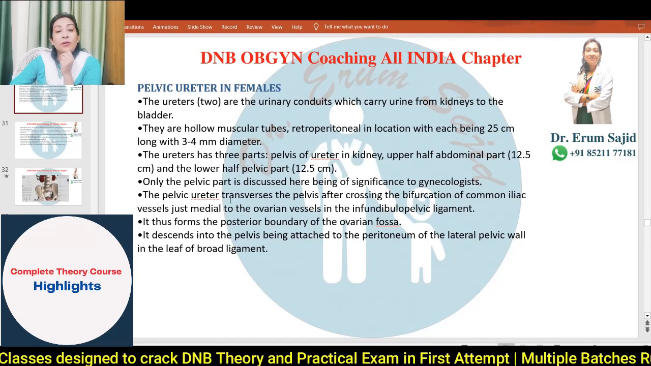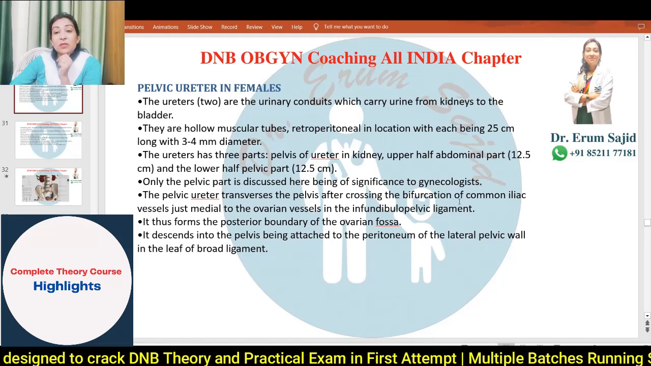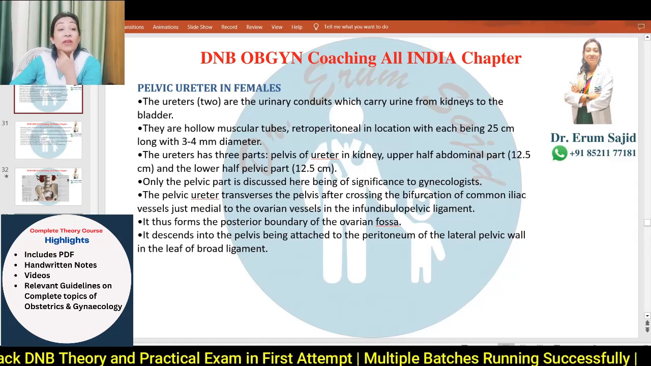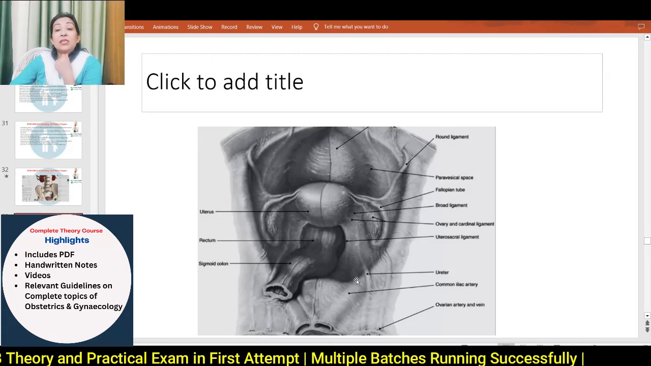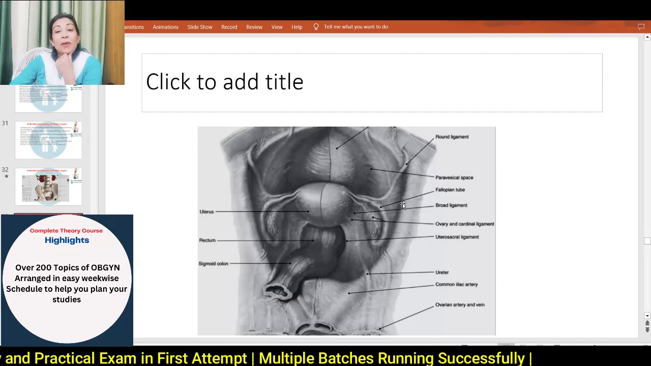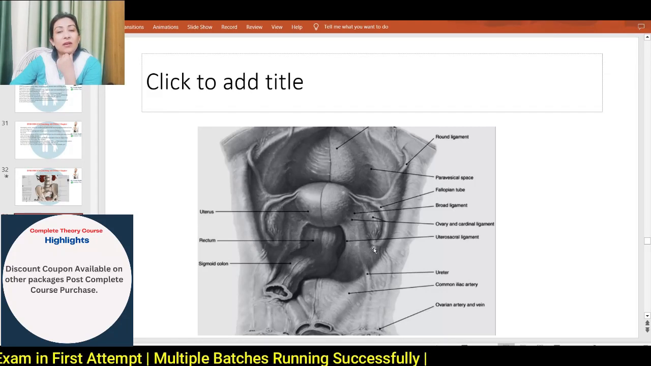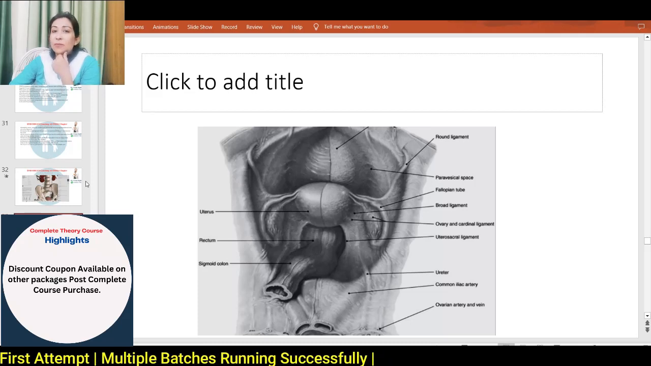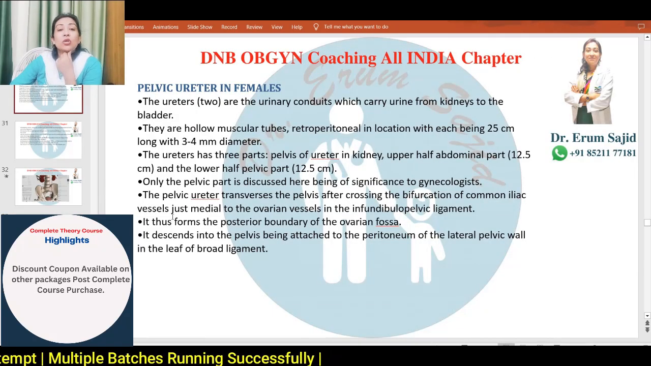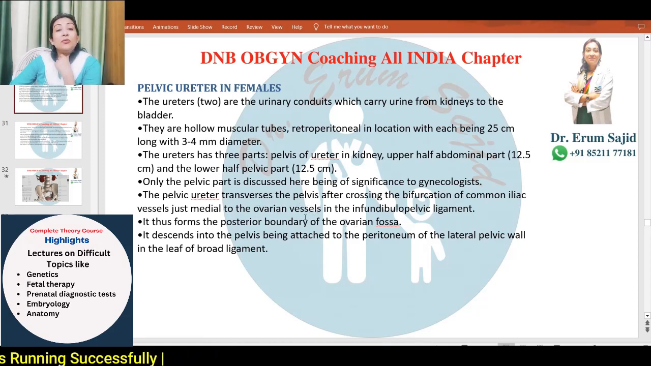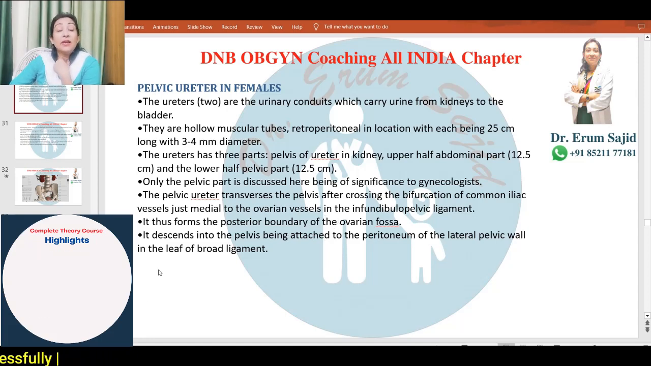So, the pelvic ureter traverses the pelvis after crossing the bifurcation of the common iliac arteries and just medial to the ovarian vessels and then the infundibulopelvic ligament. Now, that's very, very important. See, over here, the infundibulopelvic ligament is here, right? It's somewhere here, lying right around that place. So, that's another place where it can get injured. It forms the posterior boundary of the ovarian fossa. We just saw that, and it's lying medial to the ovarian vessels and then the infundibulopelvic ligament. So it's another place where it can get injured.